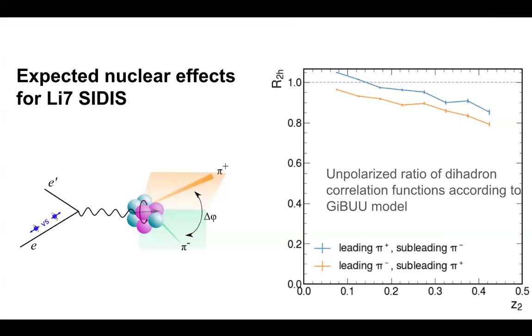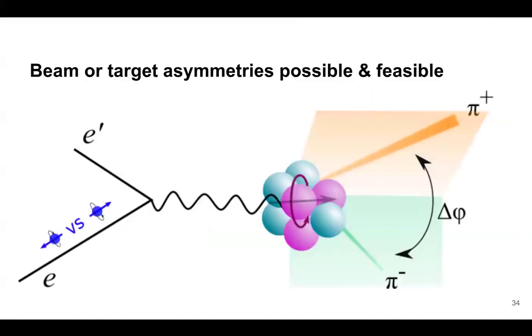We used this Gibuu model again to predict what type of nuclear effects you expect for a lithium target. This is for the unpolarized case, but just to give you a flavor of the type of effects we expect. And again, they are at the 10 to 5% level, which are measurable, at least with the precision that we have. So now we will just go on our fishing expedition and see what we see if you throw in spin. If you throw in spin, you might be able to do interesting measurements analogous to what people have done before. I will show you in a second.